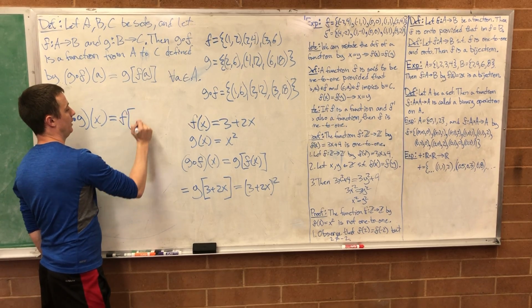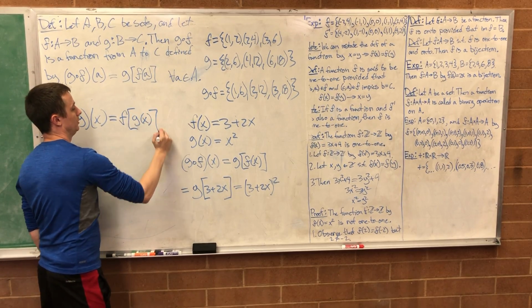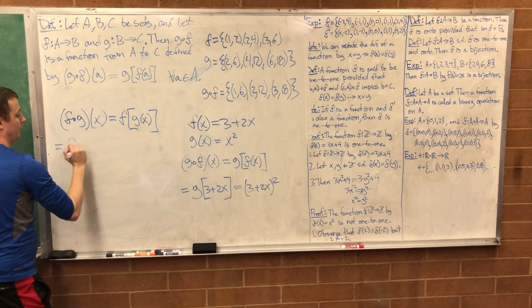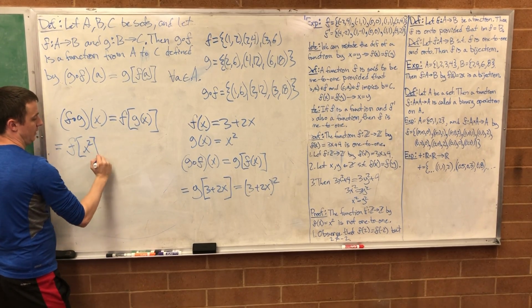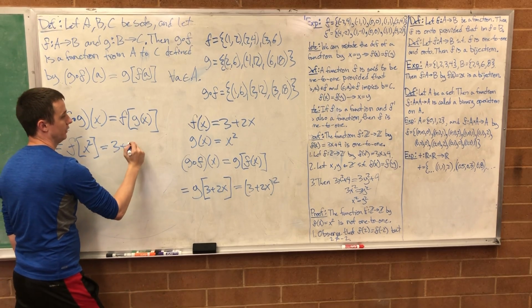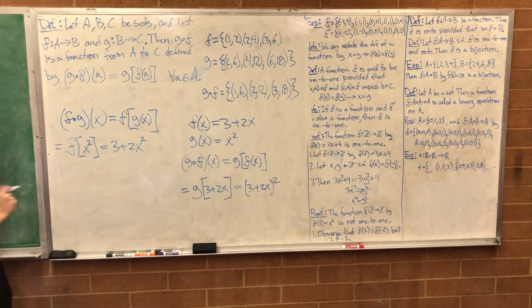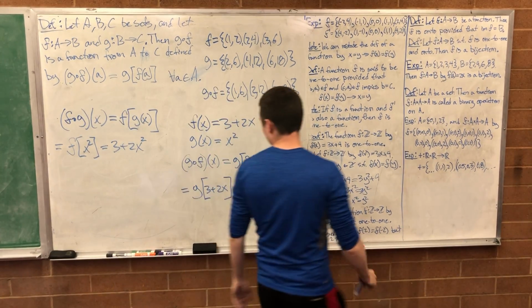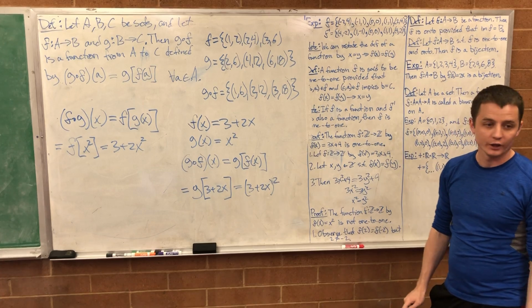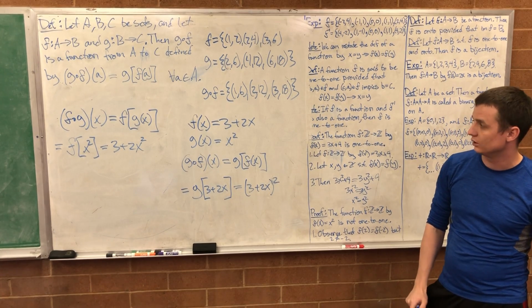Yeah, we could do f of g of x first if we want. And then that's going to equal f of x squared. And that's just going to equal 3 plus 2x squared. Right? Plug in whatever we put in here for x. Make sense? So that's function composition.